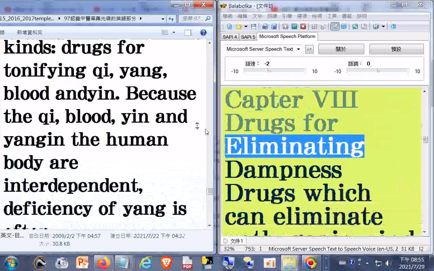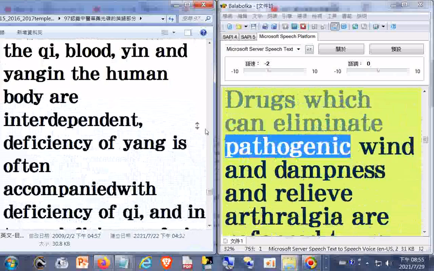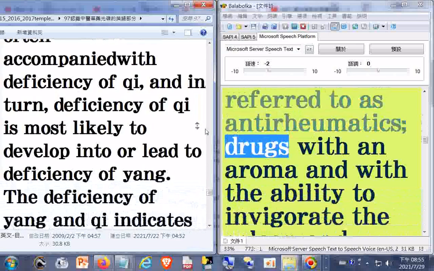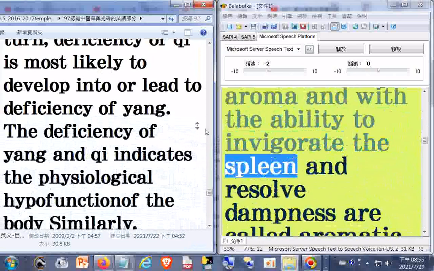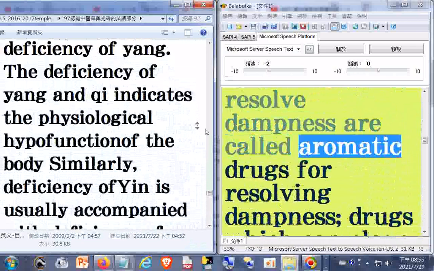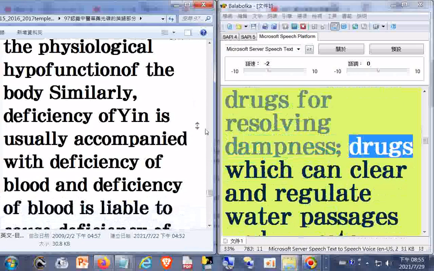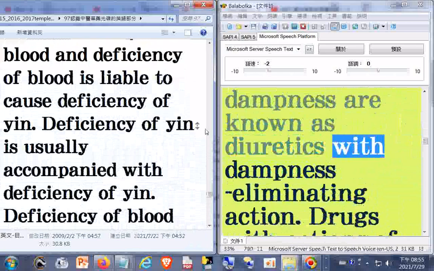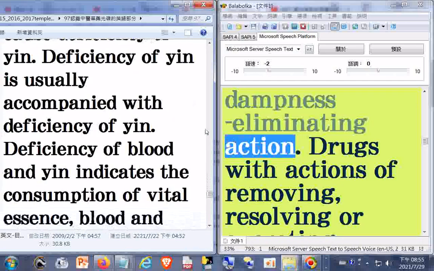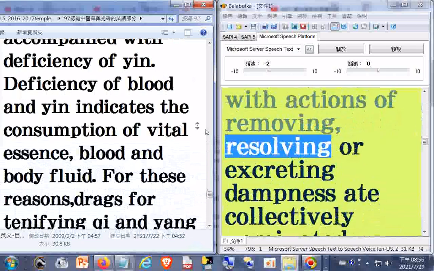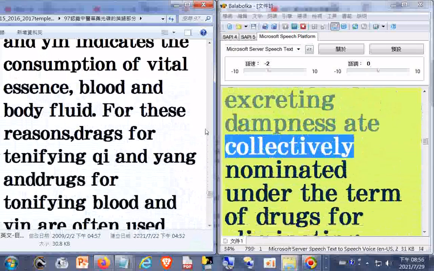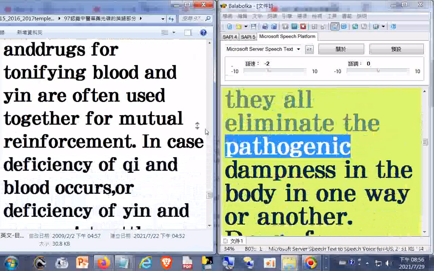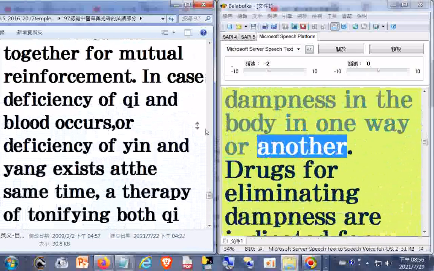Chapter 8 Drugs for Eliminating Dampness. Drugs which can eliminate pathogenic wind and dampness and relieve arthralgia are referred to as antirheumatics, drugs with an aroma and with the ability to invigorate the spleen and resolve dampness are called aromatic drugs for resolving dampness, and drugs which can clear and regulate water passages and excrete dampness are known as diuretics with dampness-eliminating action. Drugs with actions of removing, resolving, or excreting dampness are collectively nominated under the term of drugs for eliminating dampness, for they all eliminate the pathogenic dampness in the body in one way or another.